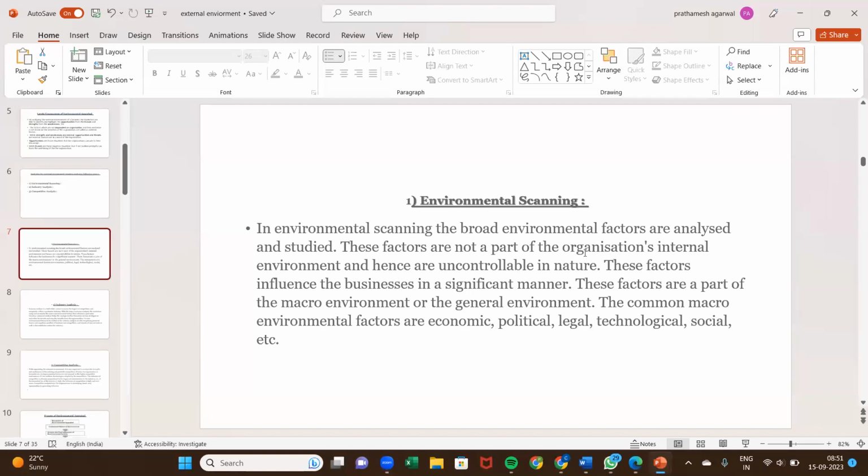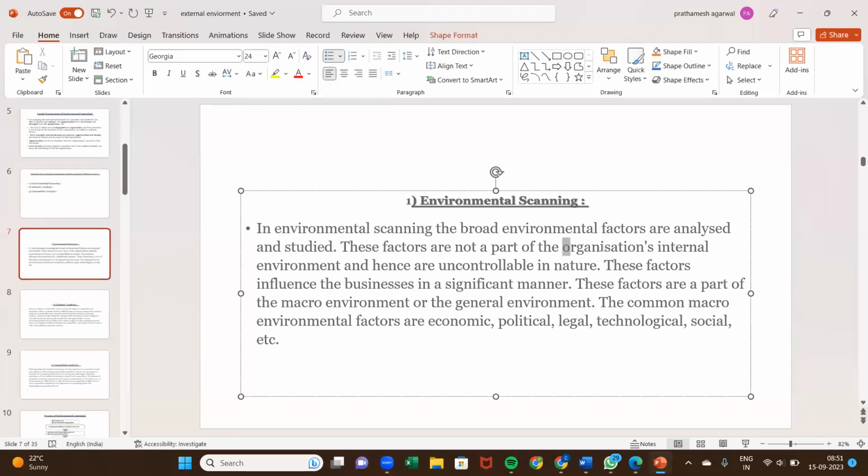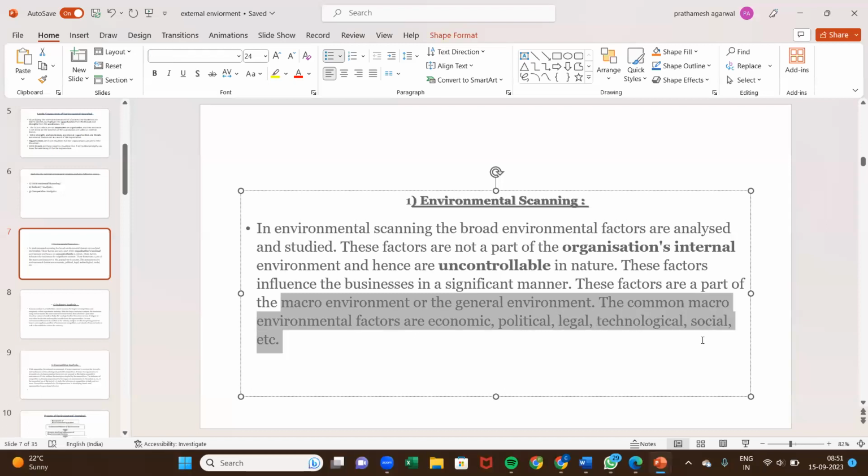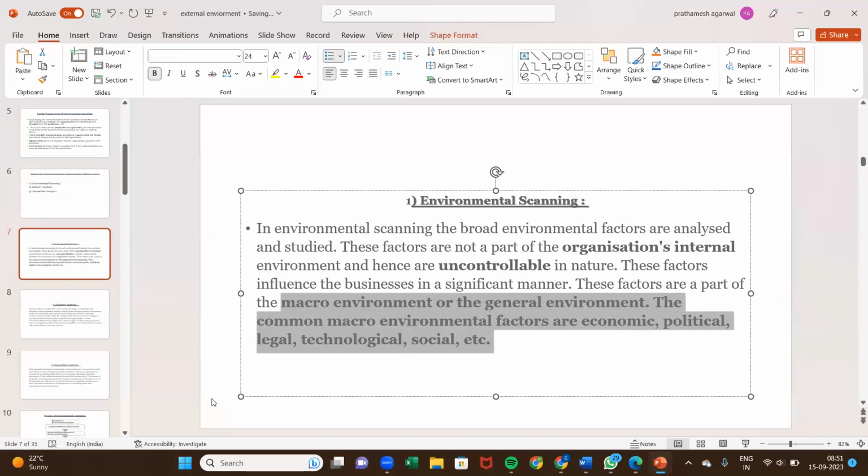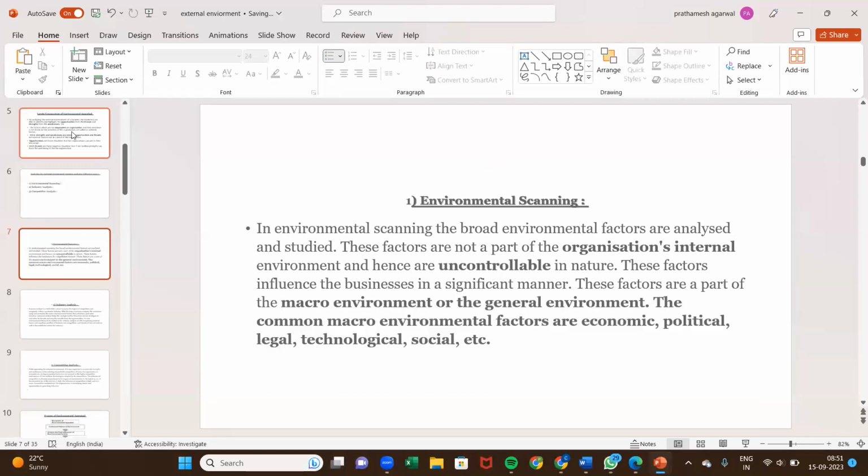These factors are not a part of the organization's internal environment and hence are uncontrollable in nature. We cannot control them because they are not in the internal part of the environment. These factors influence the business in a significant manner. These factors are a part of the macro environment or the general environment. All right. Can you control these factors? Can you control economic factors? Can you control political, legal, and technological factors? No, we cannot.